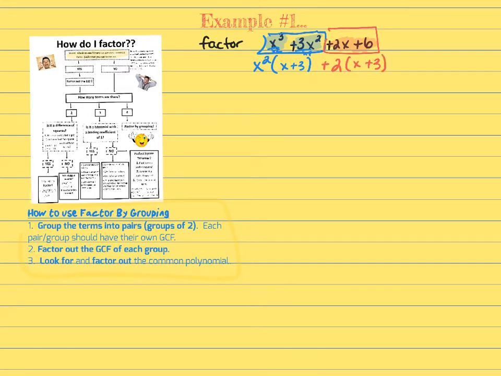So we've done step 1 and 2 already. We've looked at the groups to make sure that they have their own GCF, and then we factored the GCFs out of those groups individually. Now what we need to do is look for the common factor with both of these. We see that x plus 3 and x plus 3 is seen twice. These must be the same. It's a good checkpoint along our work here. If they're not the same, then you've done something wrong.